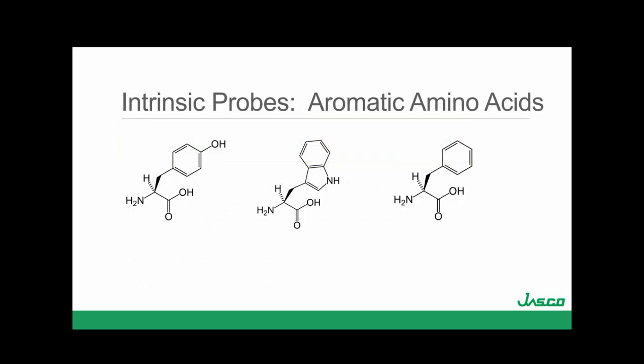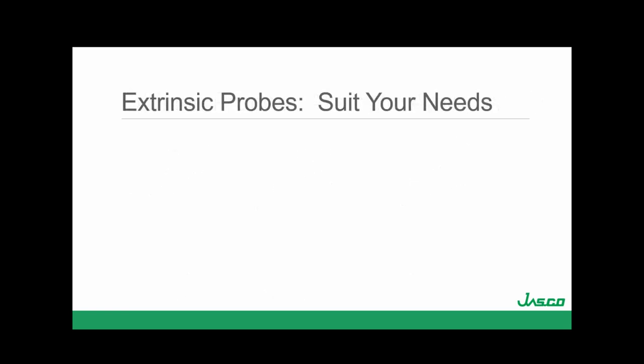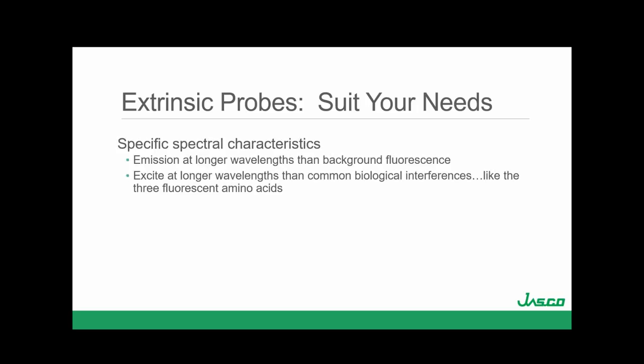Now, it's so convenient for us if we want to monitor thermal stability, we need a probe to do that. And in proteins, we have the aromatic amino acids, tyrosine, tryptophan, and phenylalanine, which conveniently provide us this intrinsic fluorescence to study protein interactions and folding, right? So we're not doing anything else to perturb the system. However, there are times when we either don't have adequate fluorescence or it's not as well-defined fluorescence, and we can choose extrinsic probes that suit our needs.